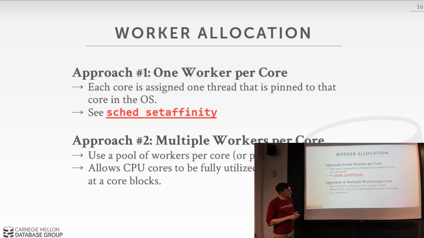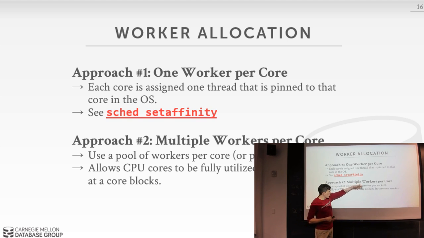The other approach is to do multiple workers per core, and this is what the HANA guys are going to do when we talk about it later on. The idea here is that we have a pool of workers that would be assigned to either a single core or a single socket, usually on a per-socket basis. This allows any of these workers to run on either the core or the socket at any given time.